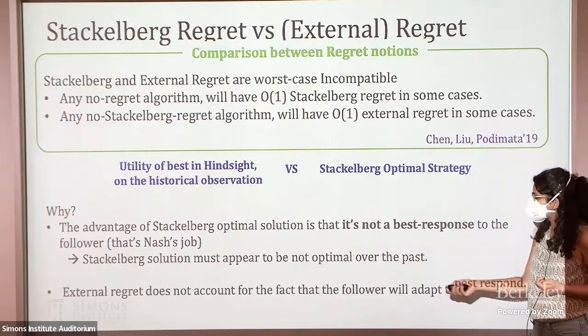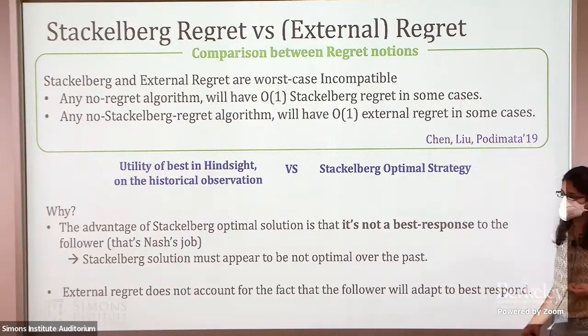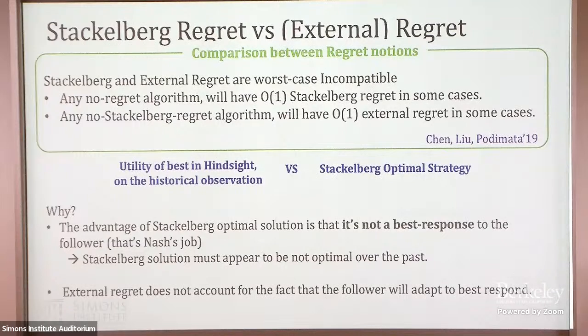And that's why, in some sense, Stackelberg's solution must leave something on the table, at least as it appears for the historical observations, so that it appears not stable. It's not taking the full benefit of utility on historical observations.